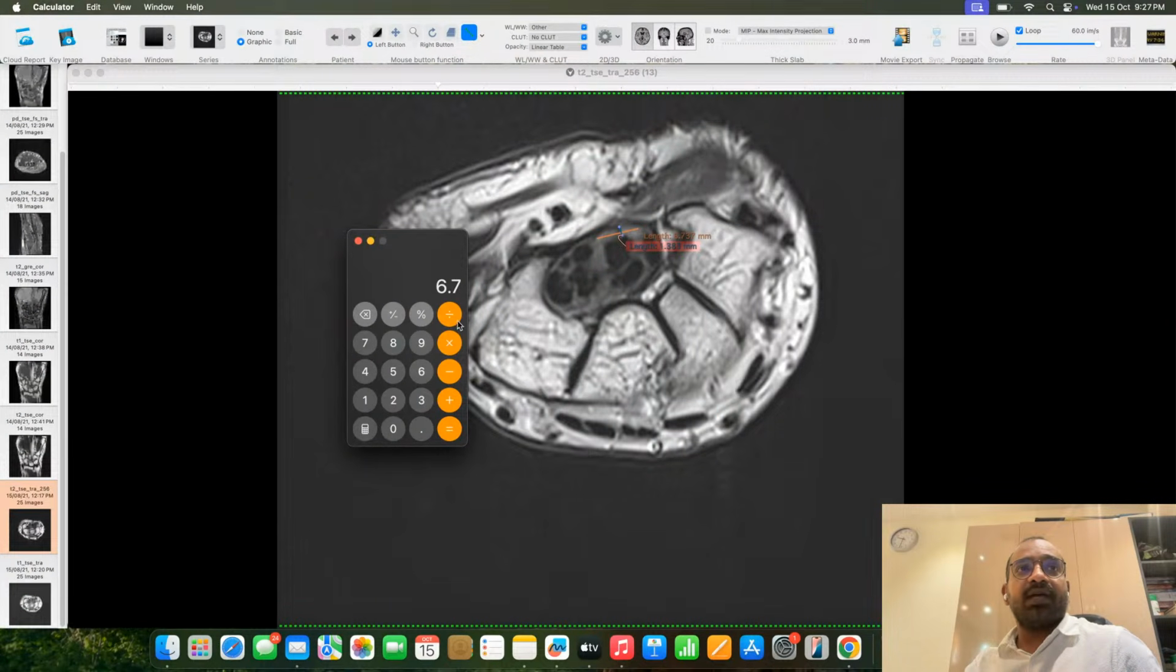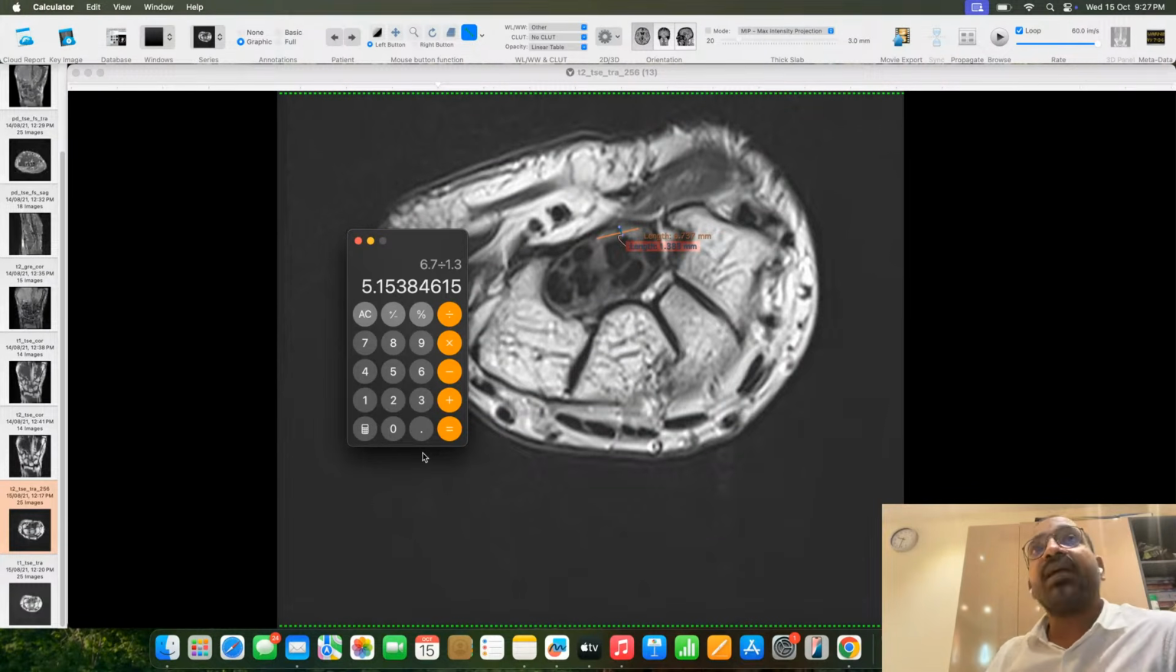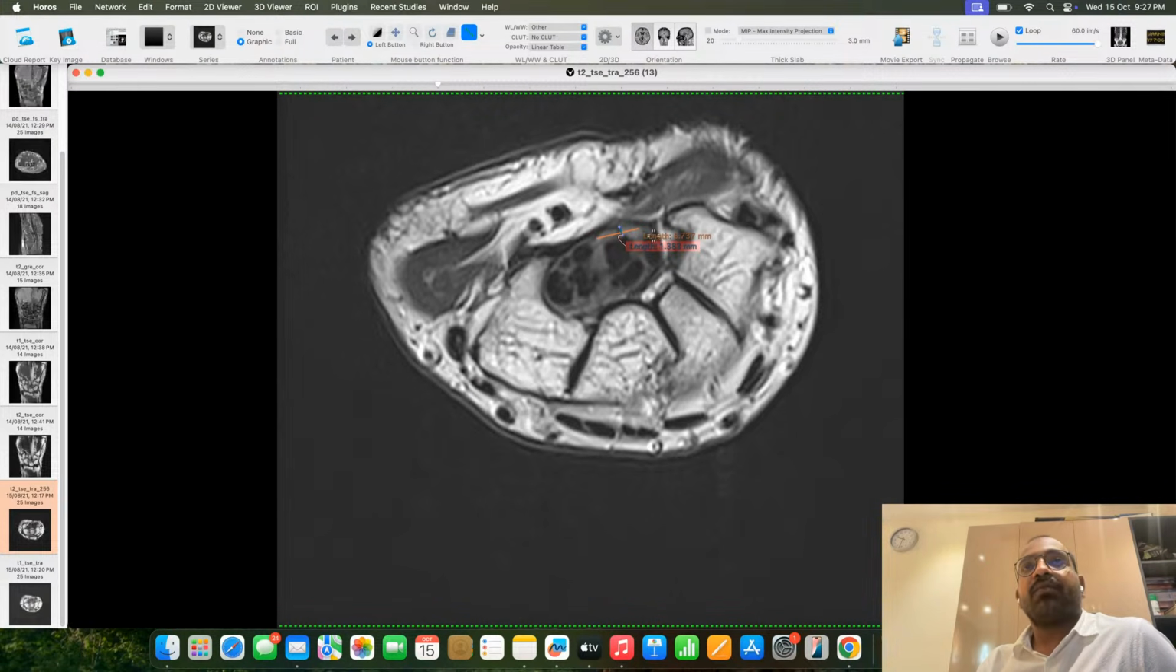66.7 divided by 1.3, so it is 5.1. There is significant flattening of the median nerve. When do you say it is flattening? It is more than 3. So if it is more than 3, then it is flattening. So there is a significant amount of flattening in the outlet of the carpal tunnel, at the level of the hook of hamate. You can see the hook, right?